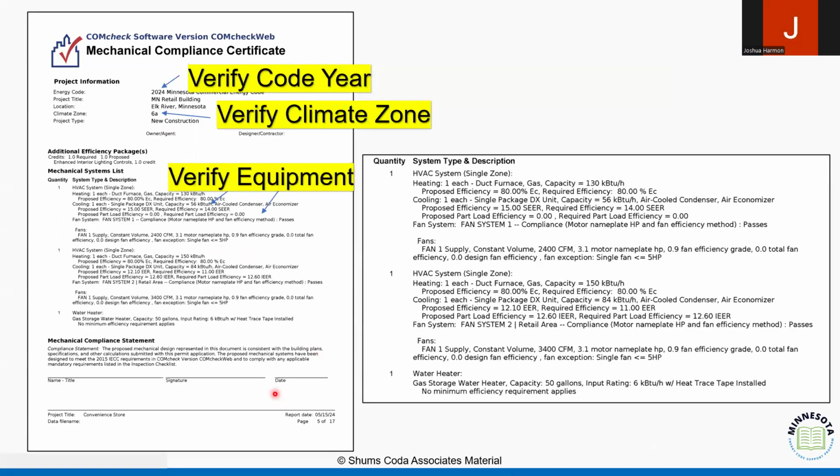If we're looking at mechanical systems, I know we're going to talk about mechanical systems in more detail next week, but looking at it from a COMcheck perspective, like I said, this is not a test. This is more of a tool, right? So we're verifying the code, verifying the climate, verifying the equipment. But in that equipment, it's just giving us the value of the information. It's not testing anything. It's really just saying, they said this is what it is. It's a quick reference guide for the mechanical design, right?